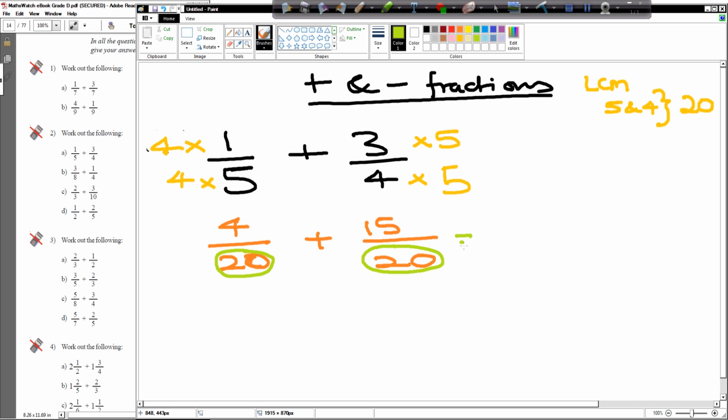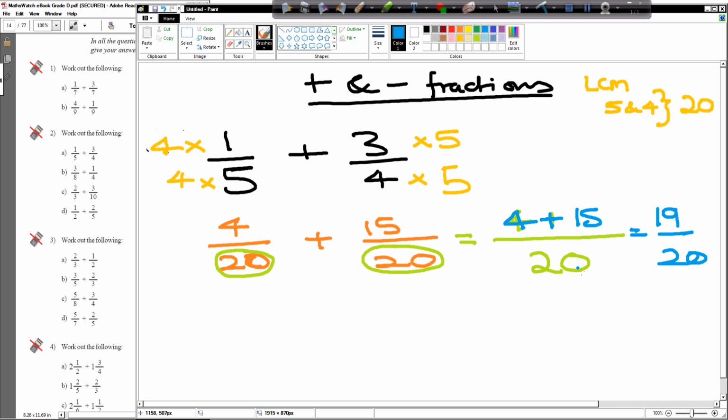Now we are in a situation where we can add. And what do we do when we add? Do we add the bottom numbers? We never add the bottom numbers. So the 20 gets copied across because we're talking in terms of 20ths. I've got 4 20ths, add 15 20ths. So what do we do with the top numbers? We add the top numbers. So 4 add the 15 gives us 19 over 20. And that is the final answer.